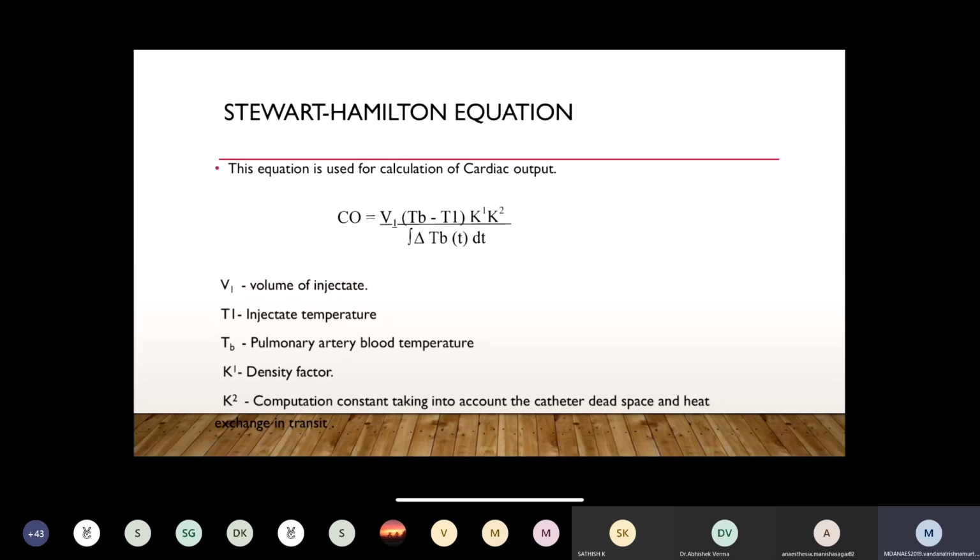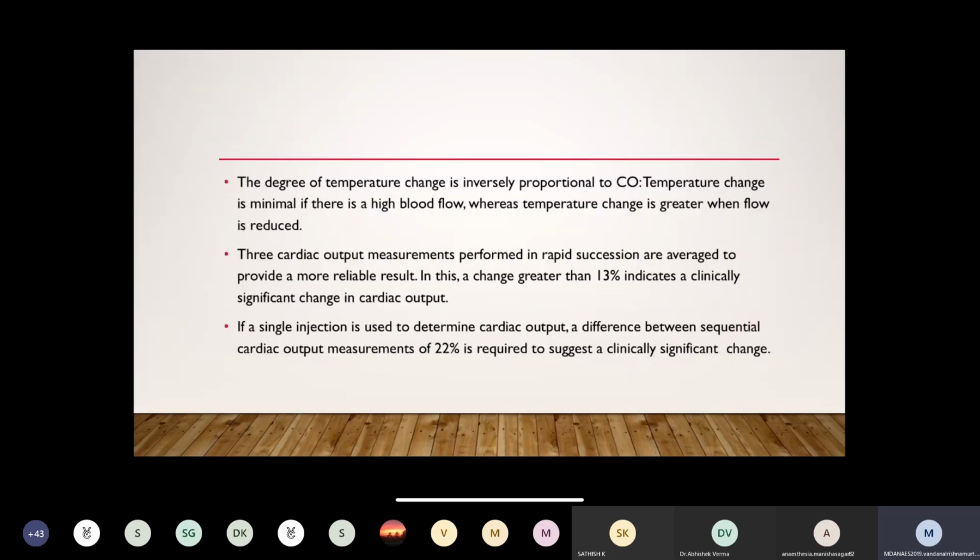And the denominator, which is the change in temperature of the blood by time, is given by the area under the curve. The degree of temperature change is inversely proportional to the cardiac output. The temperature change is minimal if there is a high blood flow, whereas temperature change is great when flow is reduced. 3 cardiac output measurements performed in rapid succession are averaged to provide a more reliable result.